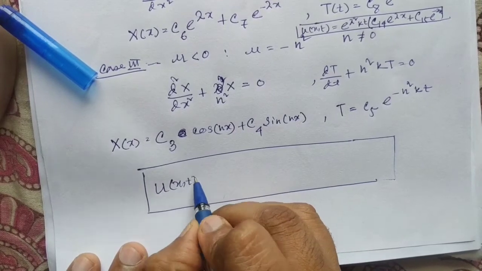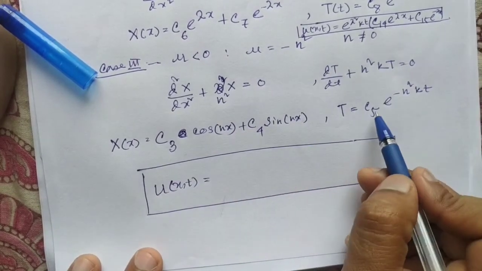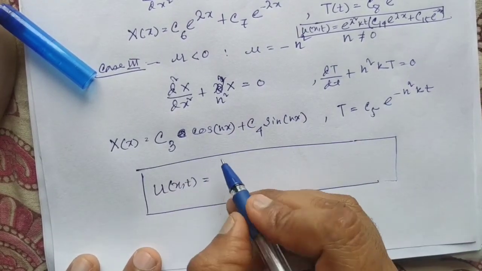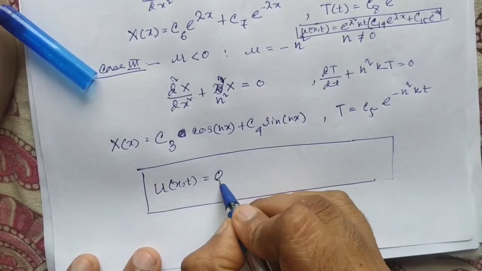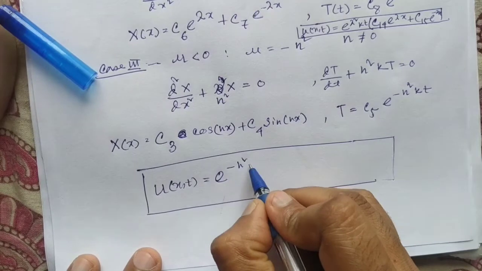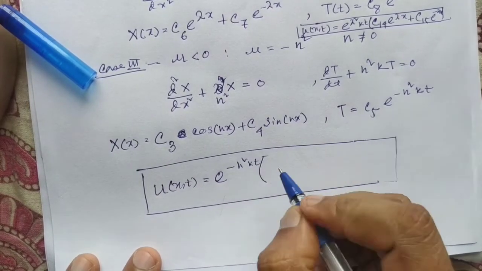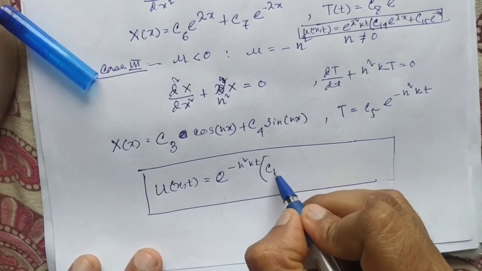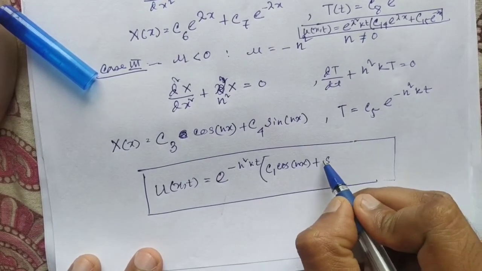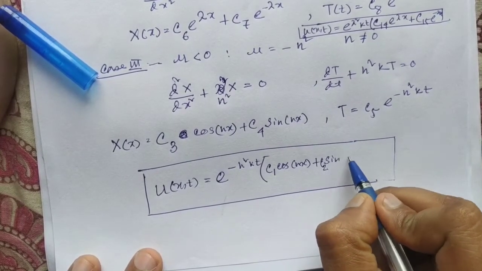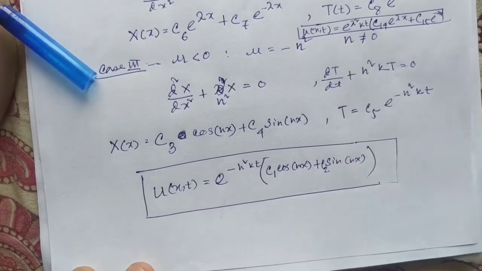And for the last case your solution may be u(x,t) equal to, again, C5 will be multiplied by C3. We write it as C1, and this one is multiplied outside, e to the power minus n square kt, times a bracket C1 cos nx plus C2 sin nx.